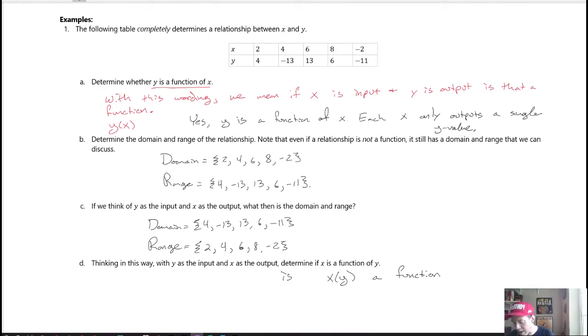So if I look at the y values, 4 as a y value would only output 2. -13 as a y value would only output 4. Positive 13 as a y value would only output the x value of 6. The y value of 6 would only output the x value of 8. And the y value of -11 would only output the x value of -2. So yes, x is a function of y.